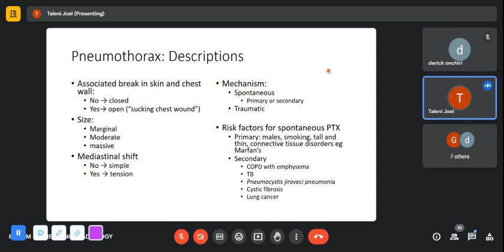The ratio of males to females is 6:1. Secondary spontaneous pneumothorax occurs in patients who have underlying lung disease. This can be COPD with emphysema, tuberculosis, or PJP pneumonia, which has quite a high association. It's a common complication of PJP pneumonia. PJP was also formerly known as PCP. Then there's cystic fibrosis and lung cancer. These conditions can all cause bullae that can rupture and cause a pneumothorax.